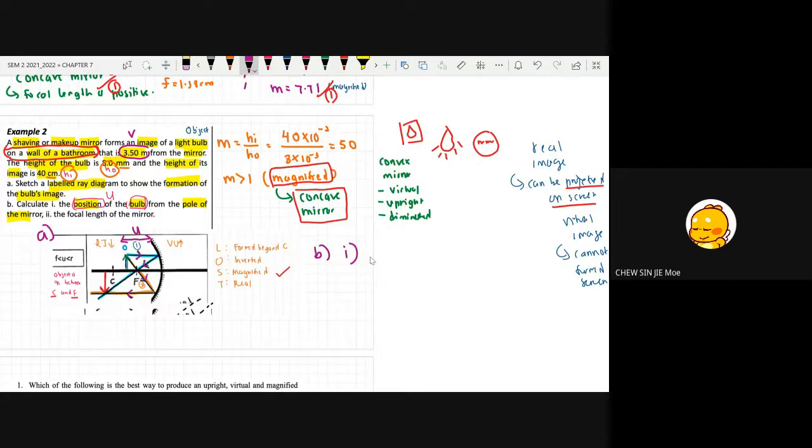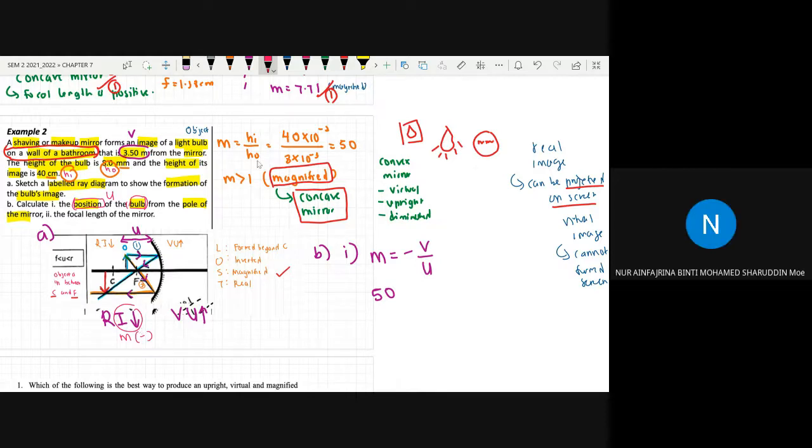1 over f equals to. If I use the magnification, can, because you don't have the focal length, you don't have the image. So magnification equals to negative v over u. What is the magnification? 50. Okay, look here. Where is your image from? In front of the mirror or behind the mirror? In front of the mirror. Okay, in front of the mirror, image you inverted or upright? Inverted. So when inverted, your magnification is negative or positive? Negative, image you inverted.